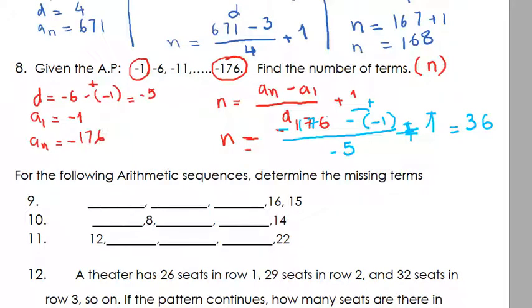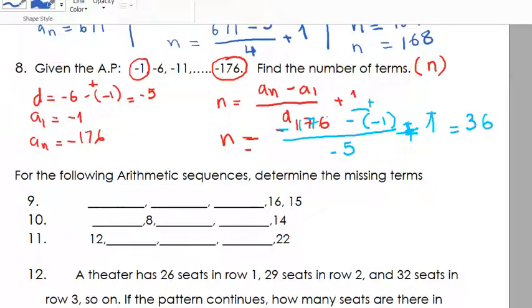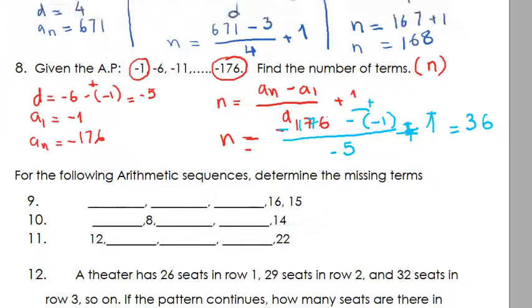How do you write a conclusion? The number of terms is 36. You write down the conclusion. That's it for number 8. Any question about number 8?